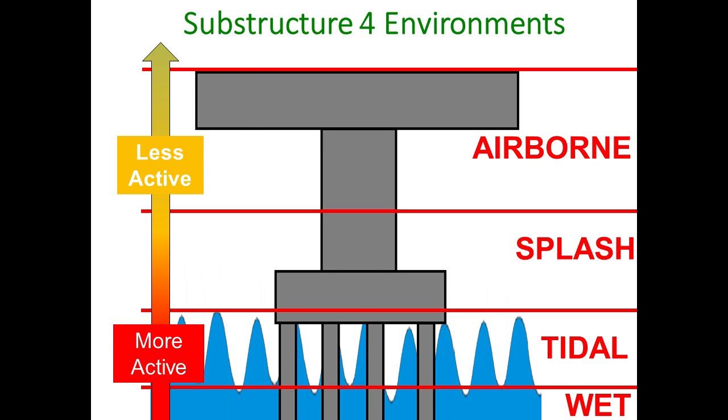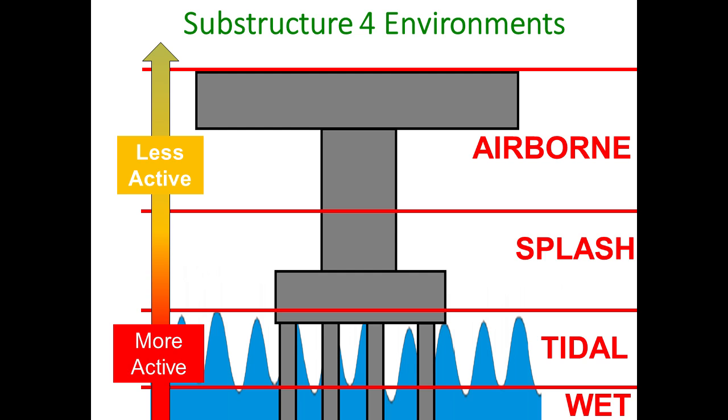And the other environment in the substructure is what I call our airborne environment. This is an area that is not exposed to moisture directly from the water or from splashing. It's not being submerged. So in this example, there are four environments.